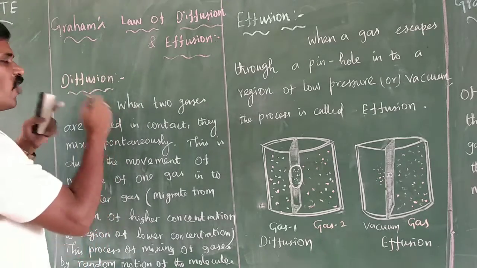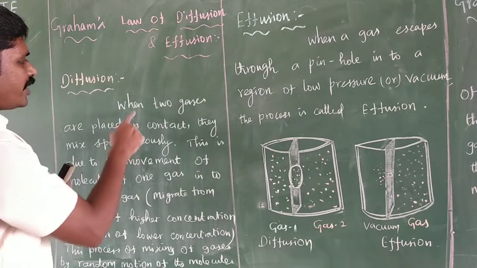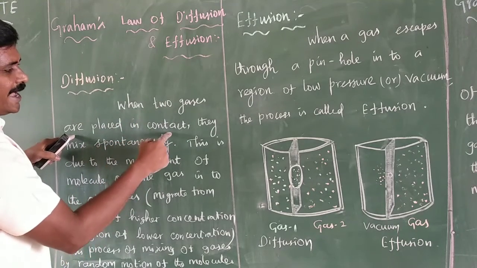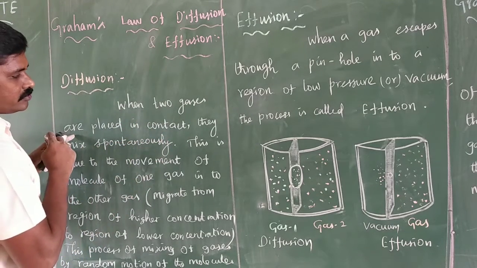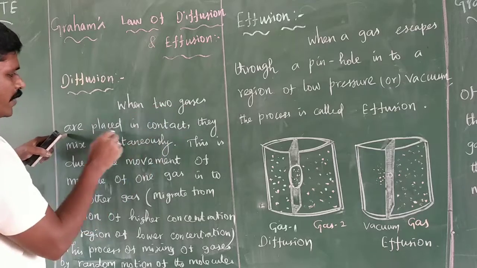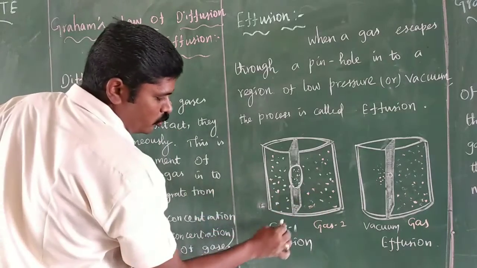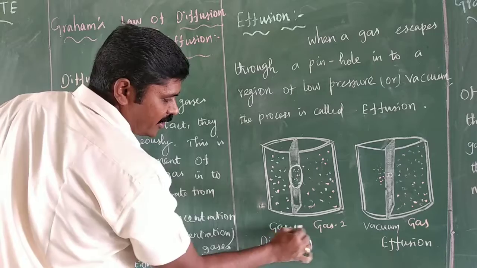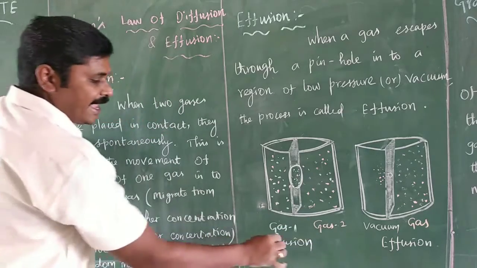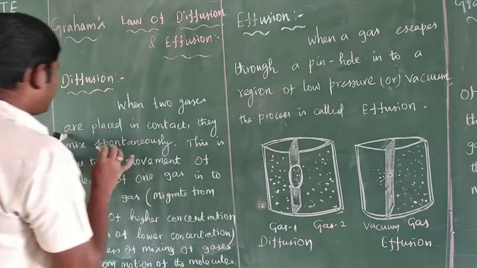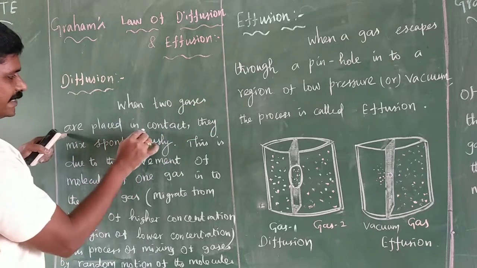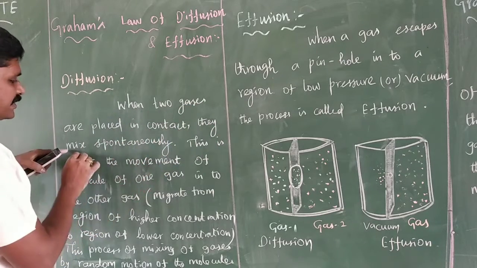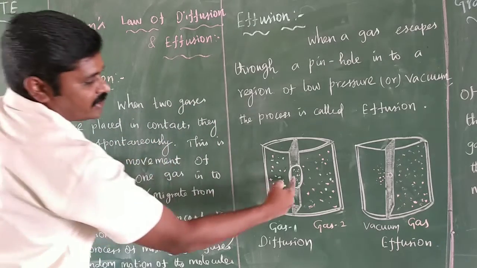The first one: what is diffusion? When two gases, gas 1 and gas 2, are placed in contact, they mix spontaneously.